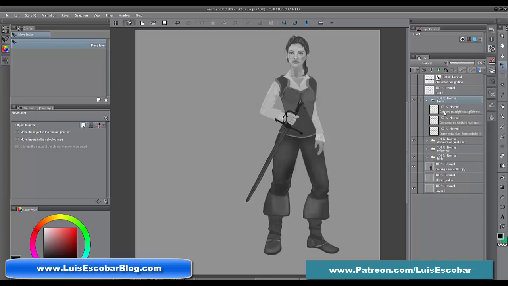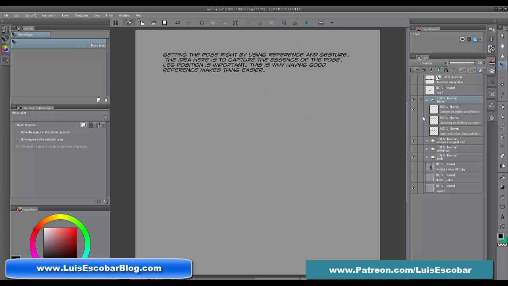Okay, so let's begin talking about this particular pose. I don't know the story behind this character actually, but she looks like a swashbuckler, so I'm going to assume that that's her character story. And if that's the case, then I think she did a good job. Okay, so the very first thing that we're going to be talking about is getting the pose right by using reference and gesture. The idea here is to capture the essence of a pose. Leg position is important. This is why having good reference makes things easier.